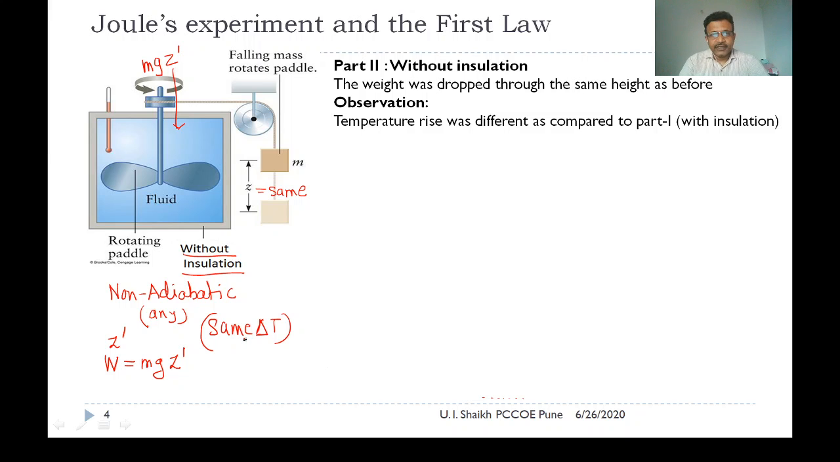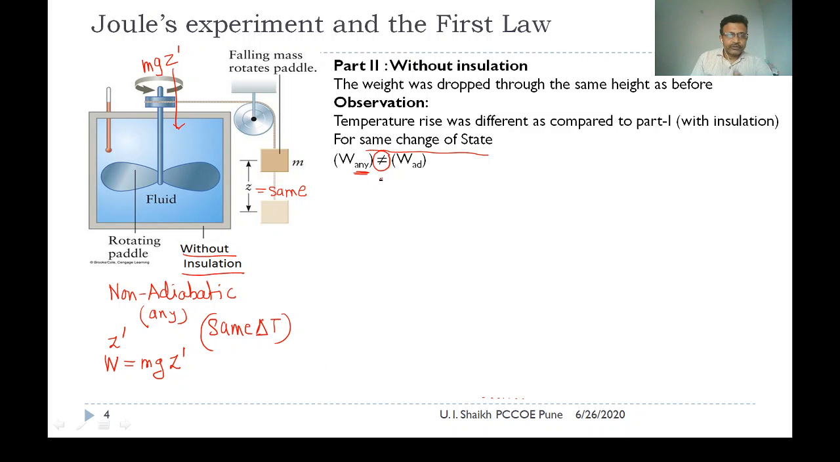Now delta T is nothing but the change of state, because only one property we are measuring. That's why, for the same change of state, I can write that the amount of work required by the non-adiabatic system, meaning any system, is not equal to the amount of work required for the adiabatic system. Previously it was m into g into Z. Now for achieving the same change of state, meaning the same temperature rise, the amount of work required is different, that is m into g into Z dash. Now this inequality sign has no meaning in mathematics. So we have to get rid of this.